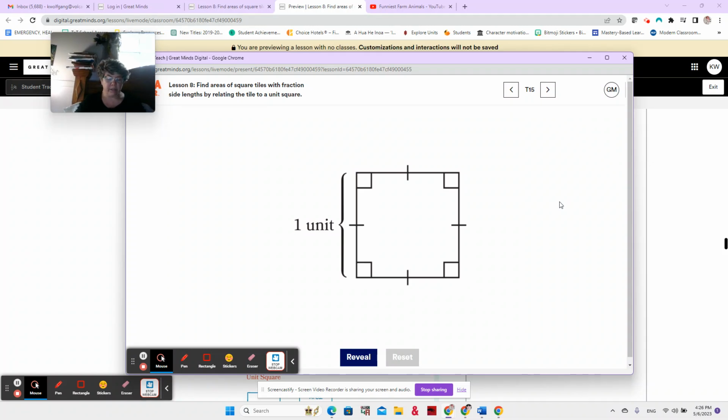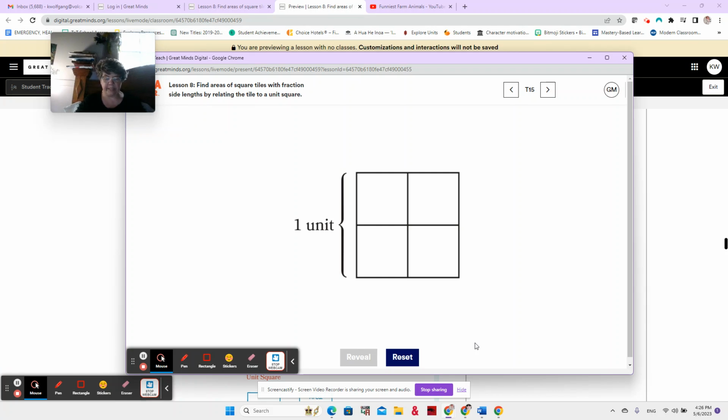The area of a unit square is 1 square unit. Okay, so I know that's kind of a lot of words. A unit square is 1 square unit. So 1, it's 1. Okay, now what happens if I partition it into 4s? What can we say about each of those small squares? They're all the same size. They all have the same area, and each one is 1/4 of the square.